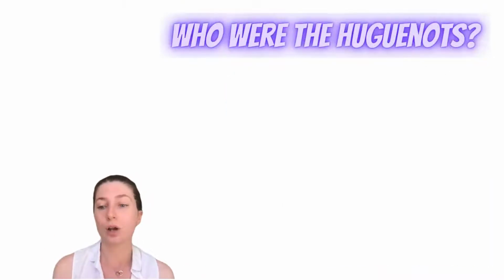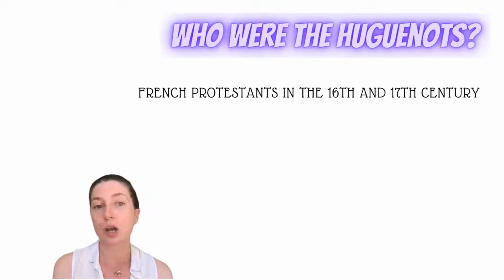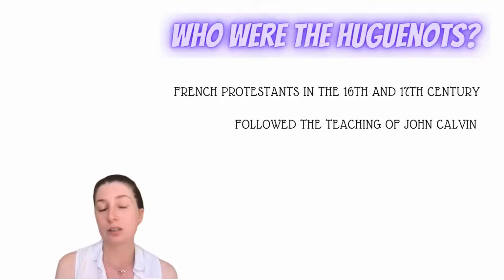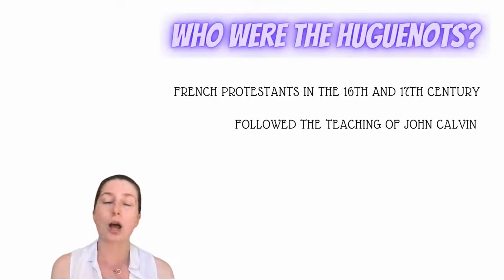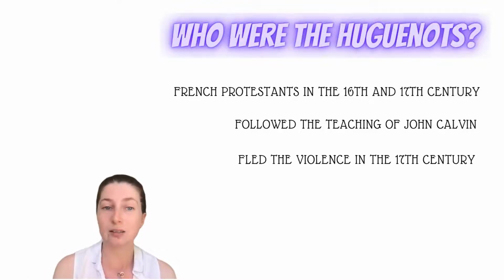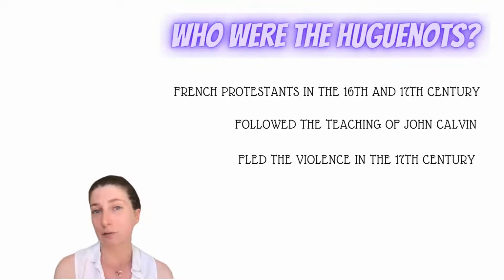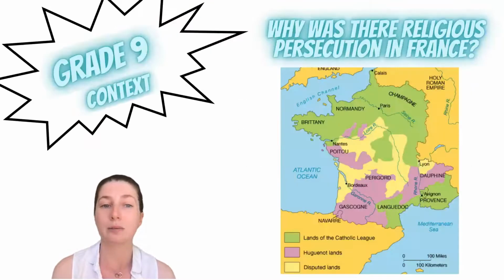So first of all, who actually were the Huguenots? Now, Huguenots were French Protestants who lived in the 16th and 17th century. They followed the teaching of John Calvin. People who followed Calvin, we often call Calvinists. And in particular, they're famous for having to flee the violence that they faced in France in the 17th century.